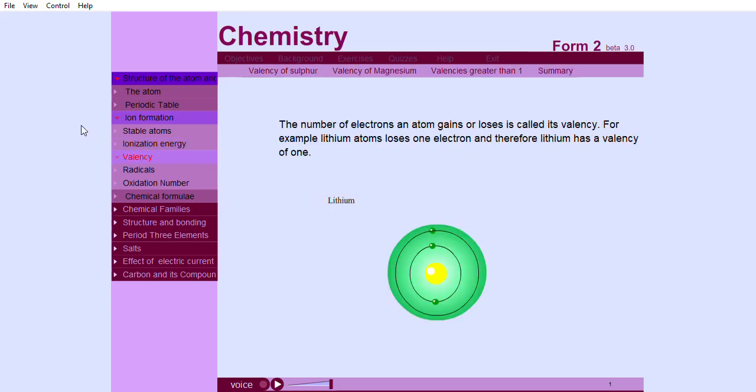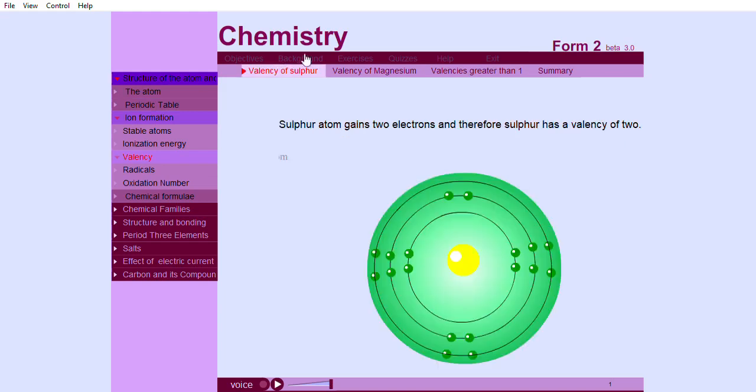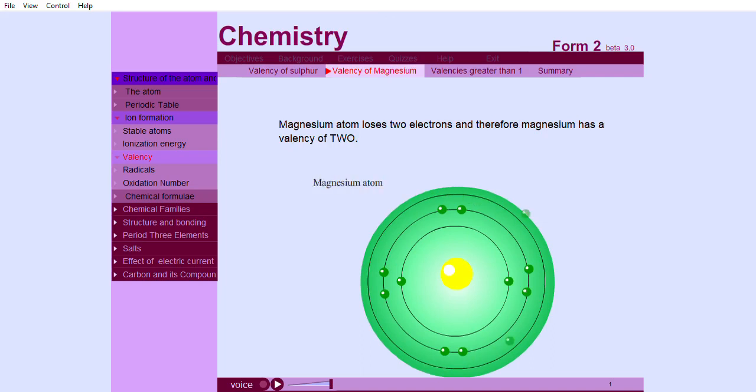The number of electrons an atom gains or loses is called its valency. For example, lithium atom loses 1 electron and therefore lithium has a valency of 1. Sulfur atom gains 2 electrons and therefore sulfur has a valency of 2. Magnesium atom loses 2 electrons and therefore magnesium has a valency of 2.